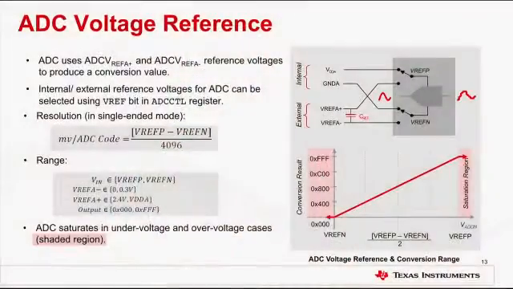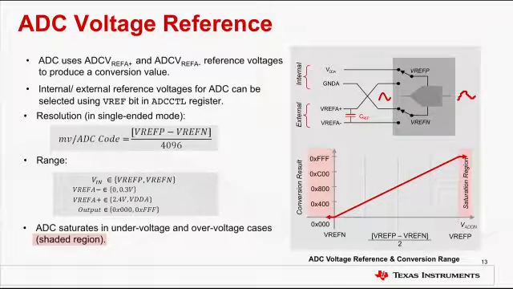The ADC uses Vref P and Vref N as the reference voltages to produce a conversion value from the selected analog input. The reference voltages can be supplied from within the chip or from an external voltage source. Vref P can be connected to either VDD-A or Vref A plus, and Vref N can be connected to either ground A or Vref A minus. This can be configured by setting the Vref bit in the ADC control register.